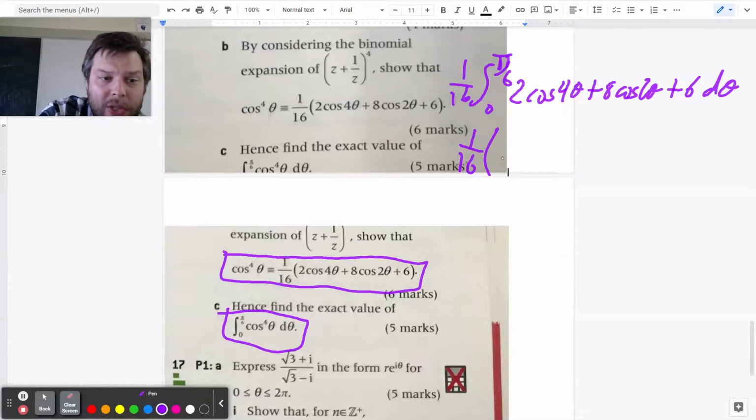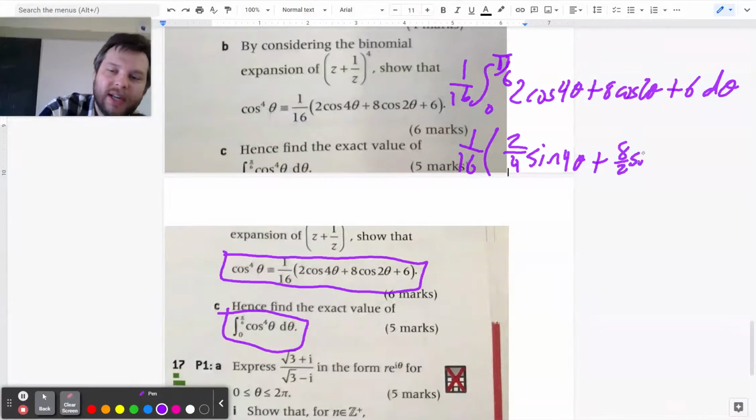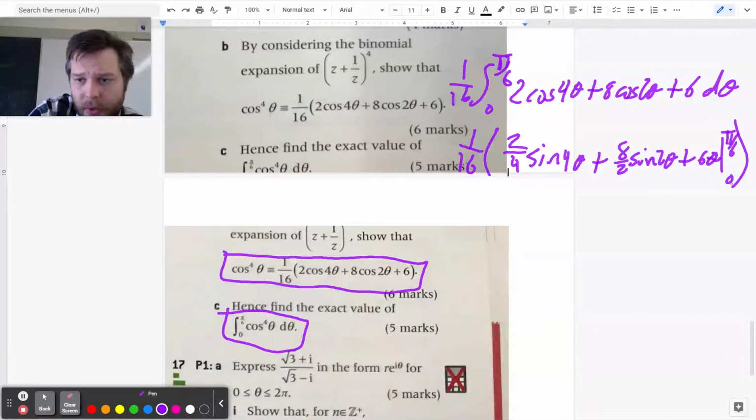Integrate everything. It's like a mini u substitution here. So the integral of cosine is sine, and because there's a 4 theta, we're going to divide by 4. So we have 2 over 4 sine of 4 theta plus 8 over 2 sine of 2 theta plus 6 theta, and that's evaluated from 0 to pi over 6. Okay, let's see. The nice thing about sine of 0 is it's equal to 0, and so all we really need to do is think about the pi over 6's.